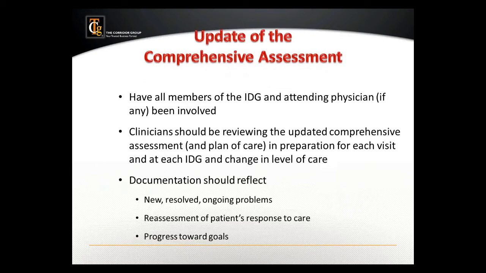And the best way to do this is to actually pull up the comprehensive assessment during your IDG meeting, or even if you're having a small group meeting outside of your IDG about this patient because they've had a change of care, actually pull up that comprehensive assessment and look at the list of problems and say, what's happening with this? Is it new, resolved, or ongoing? And if it's not resolved, what's happening? What's the patient's response to care, and how are they progressing toward goals?